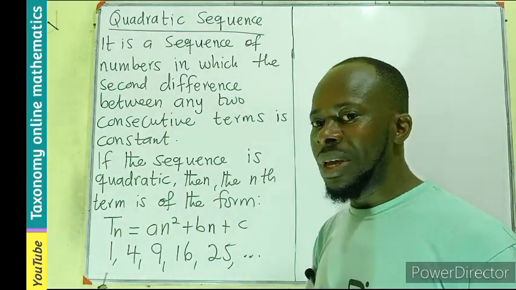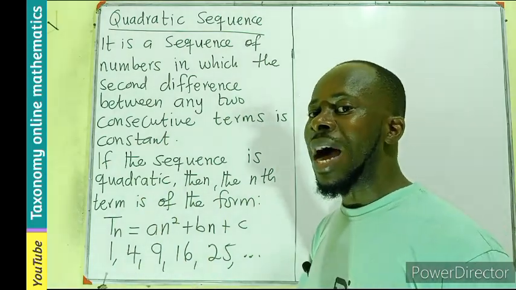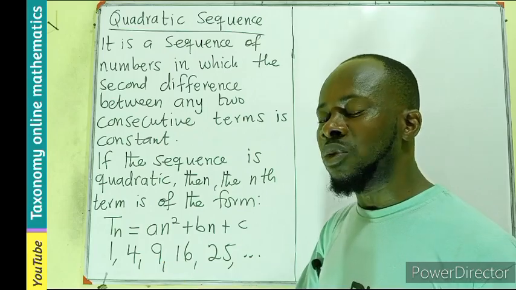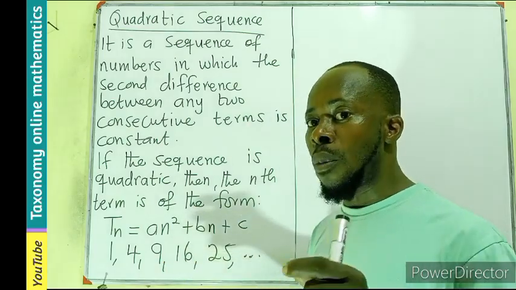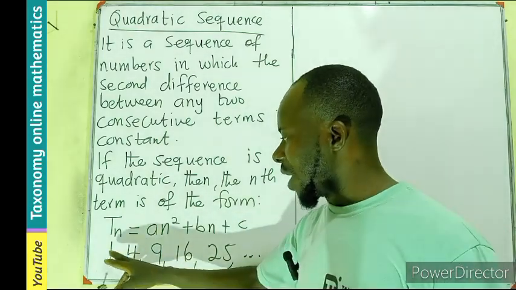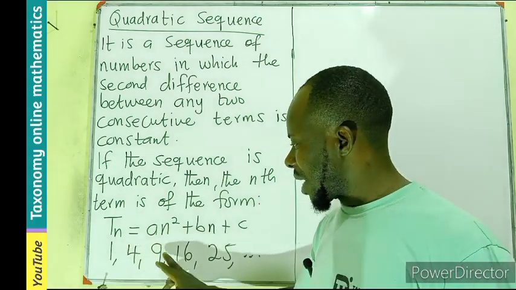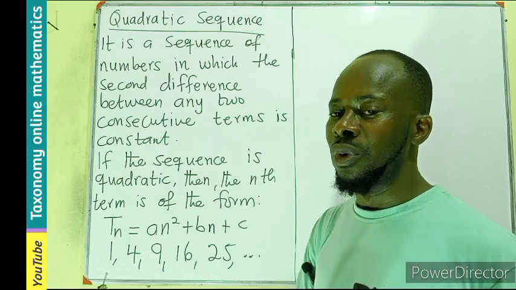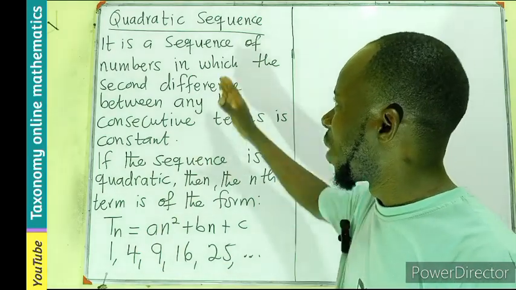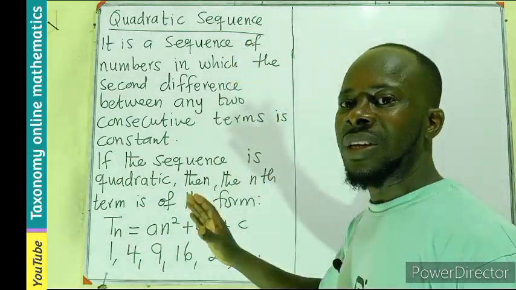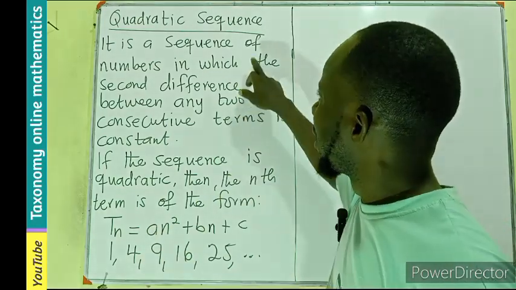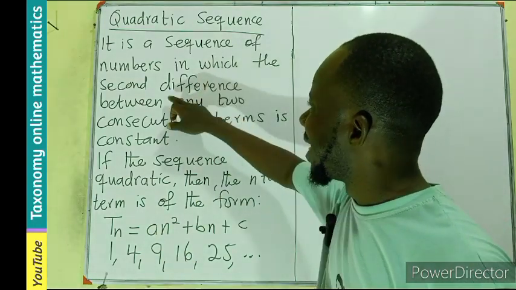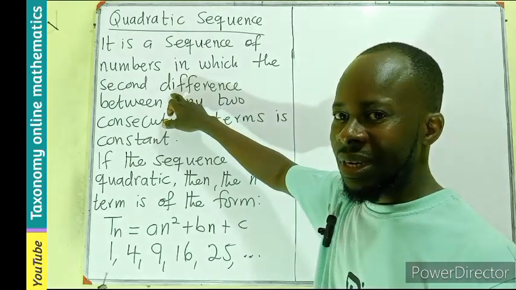When it comes to GP, we'll be expecting to divide any two consecutive terms to get the same answer, so we get a common ratio. So 4 divided by 1 is 4. 9 divided by 4 is not 4. So we don't have a GP. That is where the quadratic sequence comes into play. It says a sequence of numbers in which the second difference is constant.